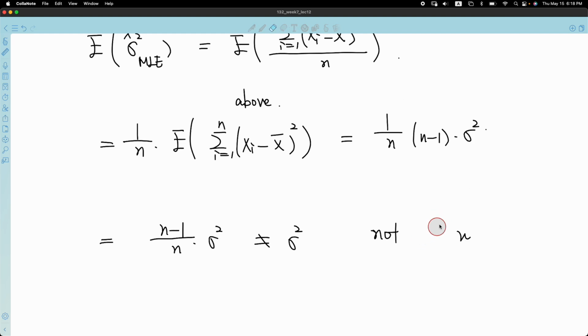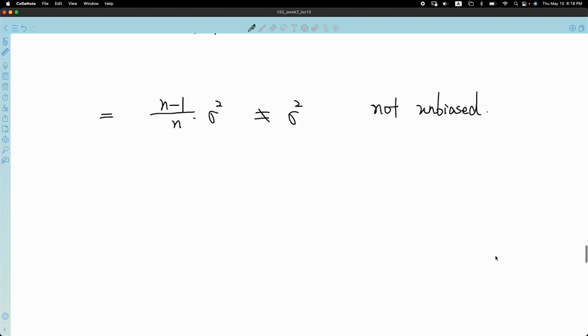So let me just write: not unbiased. Your maximum likelihood estimator for sigma square is not an unbiased estimator. As you can see, it's equal to n minus 1 over n, but it's not equal to 1. So it's not n over n. So it's not unbiased. Usually when you end up with a biased estimator, you will need to correct the bias.